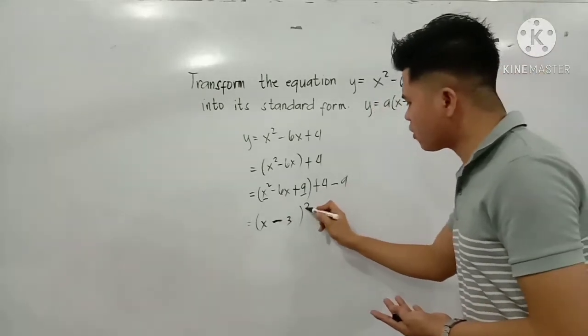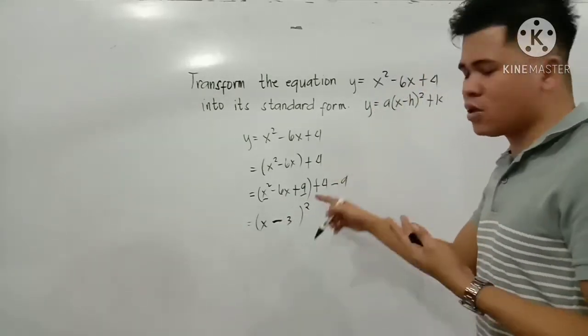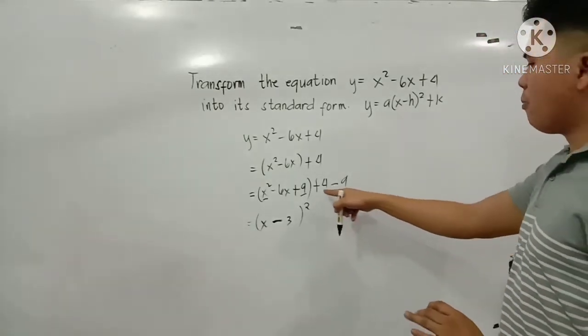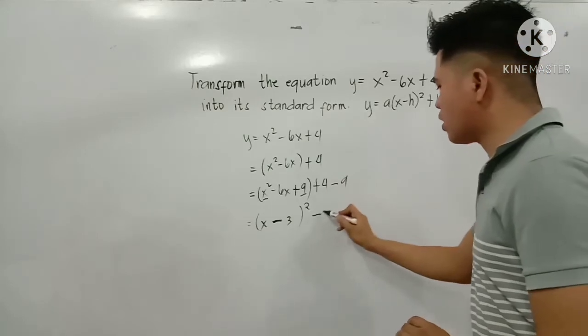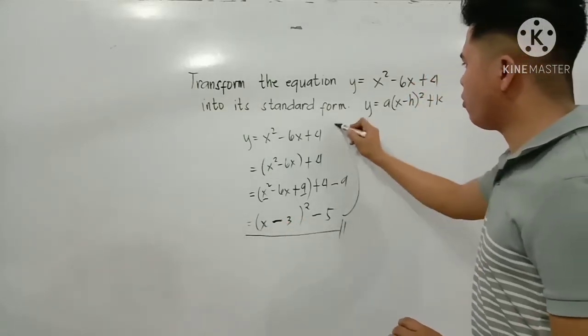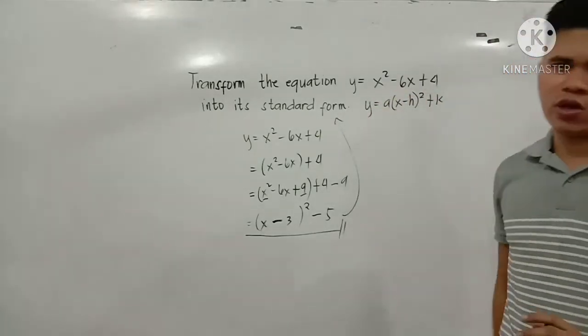Then just write here the square, or with a degree 2. Then combine the constant. Positive 4 minus 9 is negative 5. And this is the standard form of this given equation.